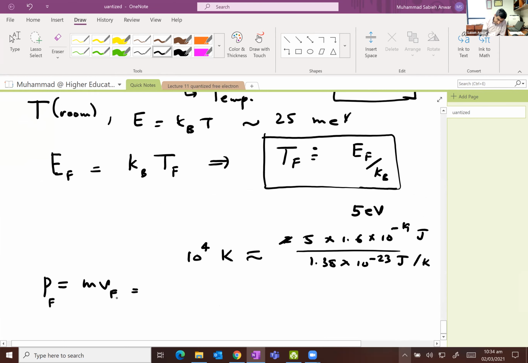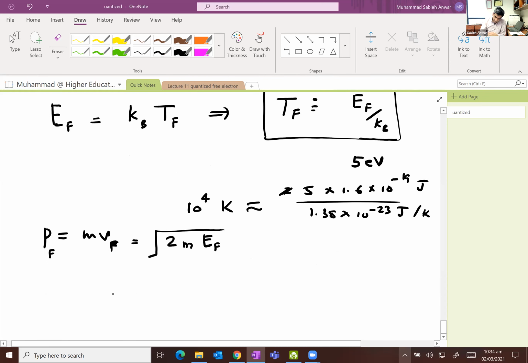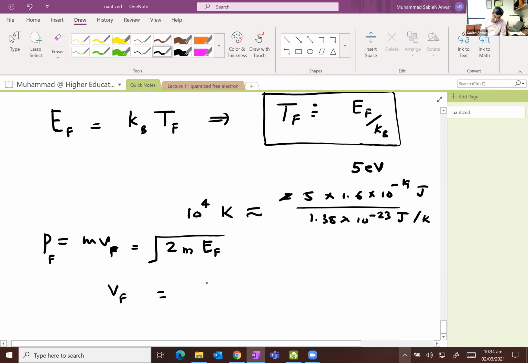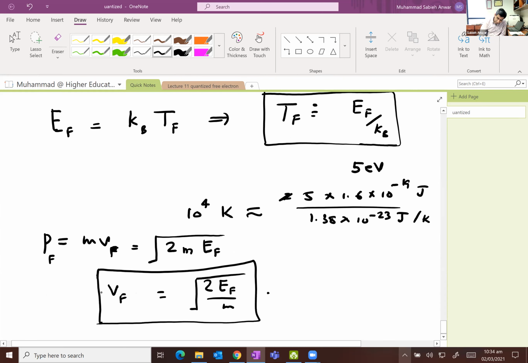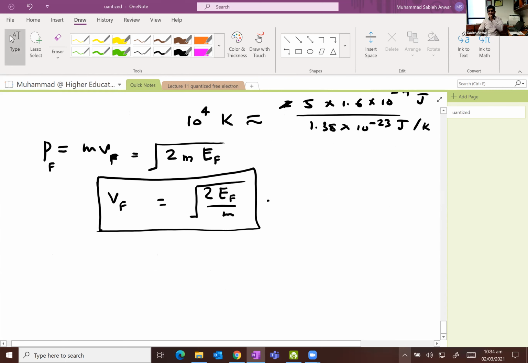The momentum can be expressed in terms of the energy, square root of 2mE_F. So the Fermi velocity is defined by square root of 2E_F over m. Just from dimensional analysis, you can define all of these terms. And when we look at two-dimensional materials such as graphene, people generally use the term Fermi velocity quite often. And this Fermi velocity could be a fraction of the speed of light.